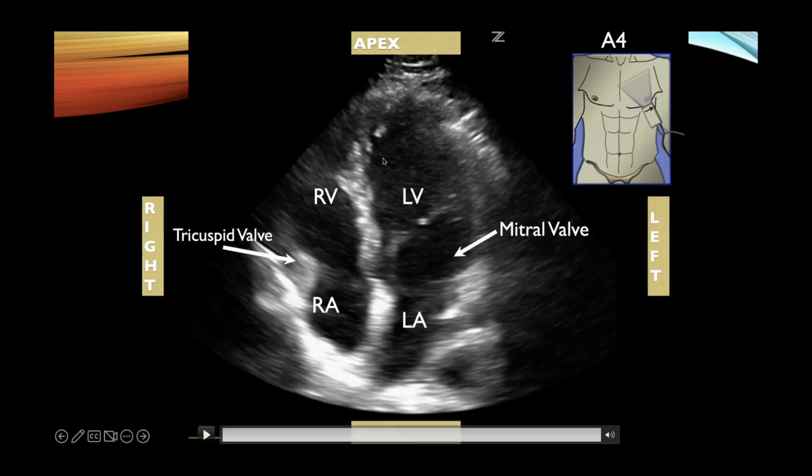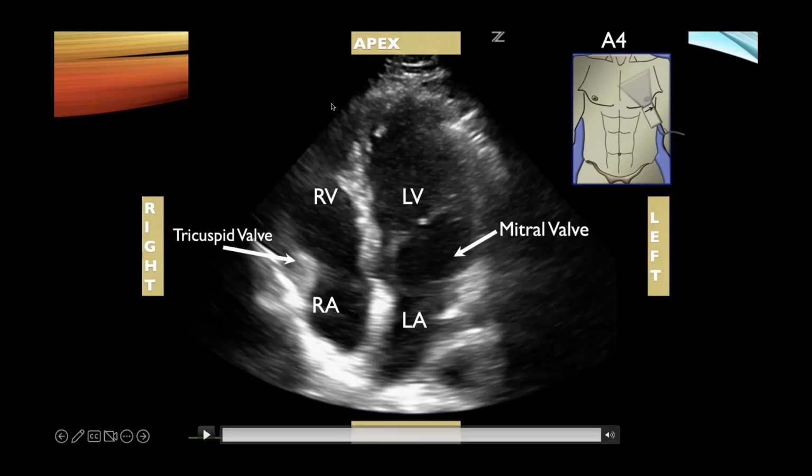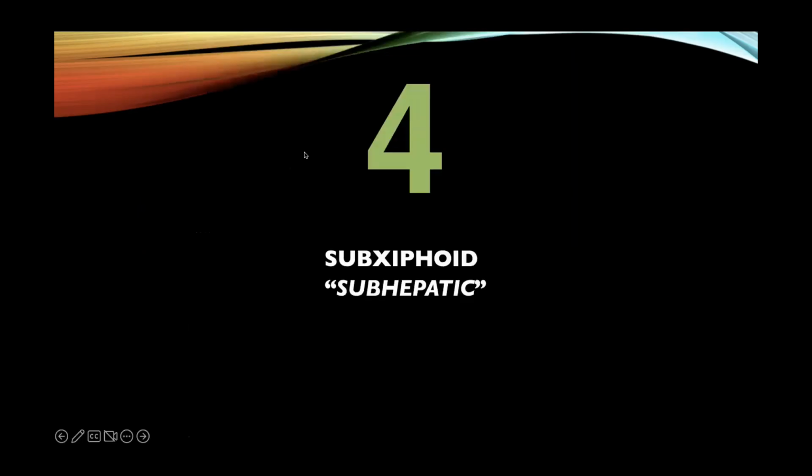So in this view, you can get lots of information. If you see the RV is really big, then possibly they may have some pulmonary pathology or some reason for an enlarged RV. They may have a massive PE that's dilating the RV, but you can get lots of information. So great job.